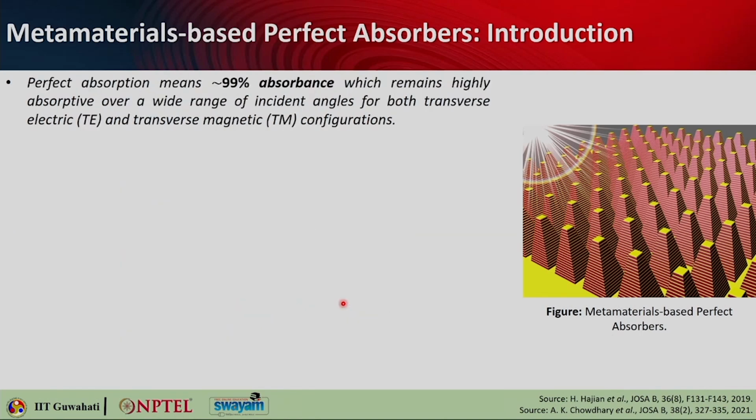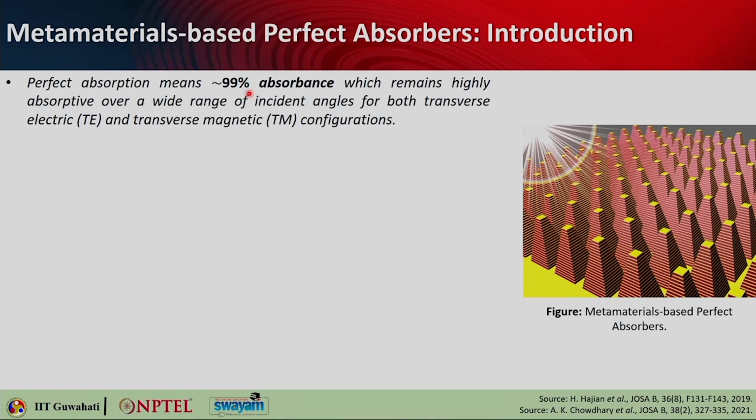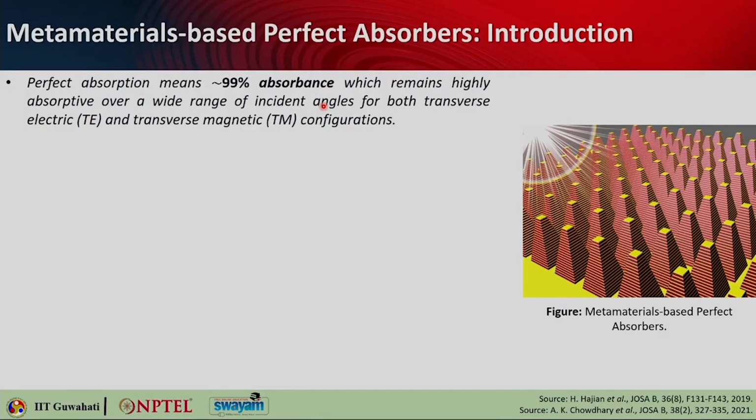Now what do you mean by perfect absorption? We typically call a perfect absorber when it is close to 99% absorption, and it remains highly absorptive over a wide range of incident angle, for both TE and TM polarizations. If you recall our previous discussions, at larger angle, at glazing angle, you usually have larger reflection, but in that case your light will not be that strongly absorbed. So at larger angle there is a possibility of absorption being reduced below 99%, but still it should be at least more than 95% or so.